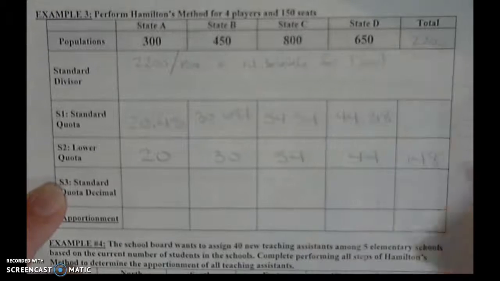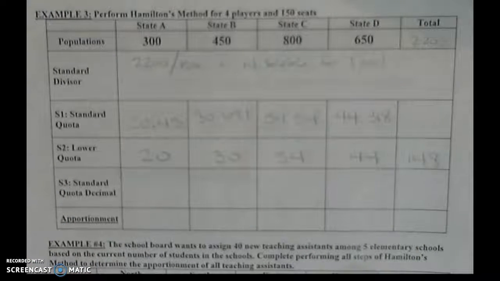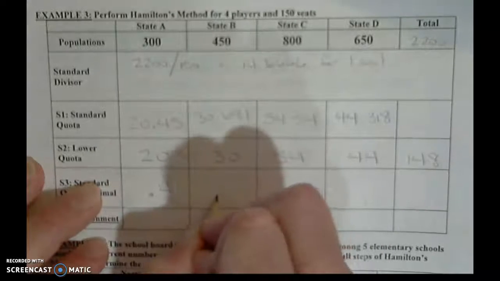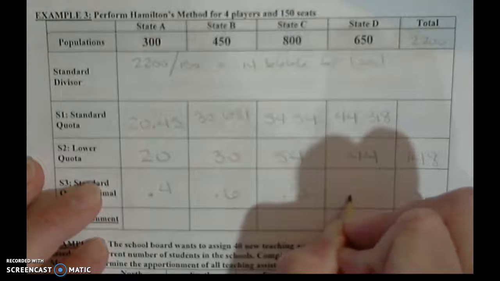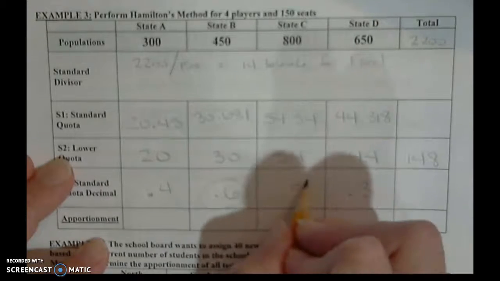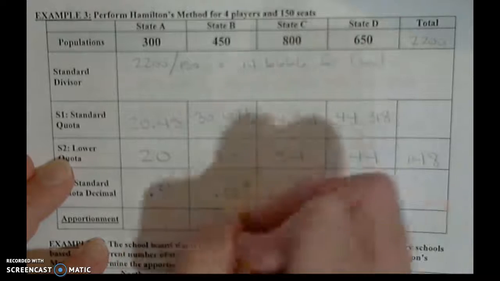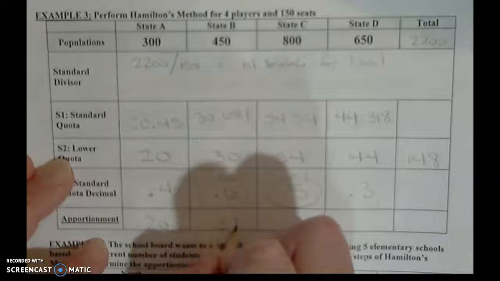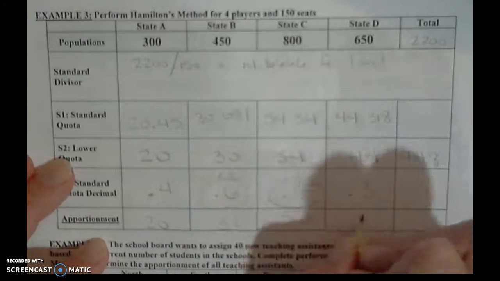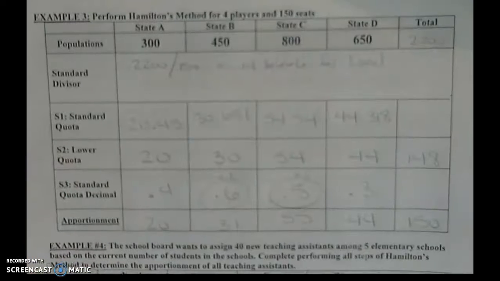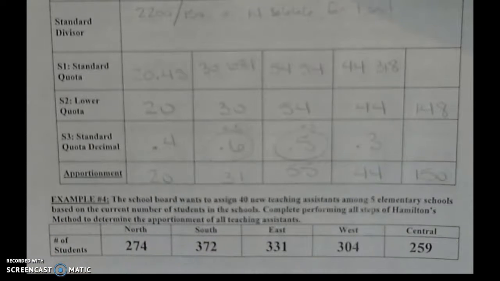That's 148. There's 150 seats. There's 2. So if I look at my decimals, this was 0.4, 0.6, 0.5, 0.3. So they should get 1, and they should get 1. So that'd be plus 1, plus 1. So I got 20, 31, 55, and 44 for a total of 150. All right, questions.